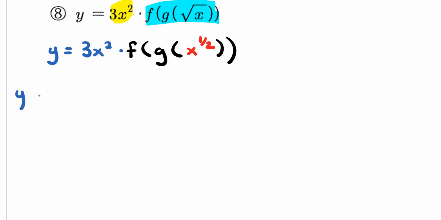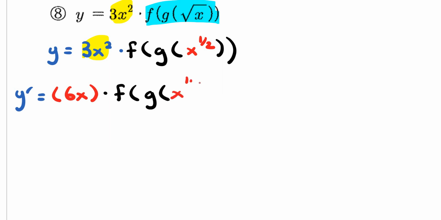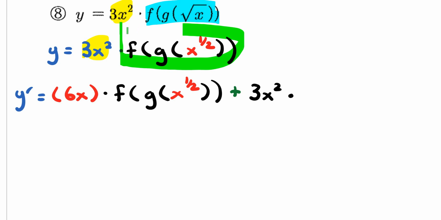So I'll start by writing out y prime equals, and then we take the derivative of the first term, and the derivative of the first term is going to be 6x, close the bracket, and then multiply that by everything else. And then the product rule states I need a plus sign there. All right, so then I can add the first term, which is 3x squared, multiplied by, all right, now this is the challenge here. I need to take the derivative of this expression right here.